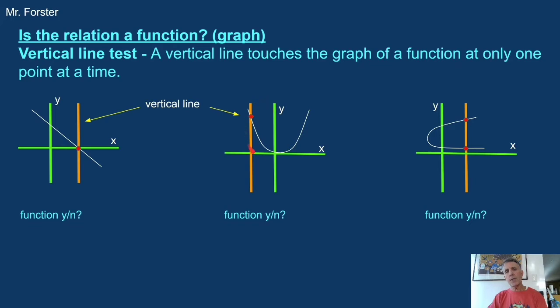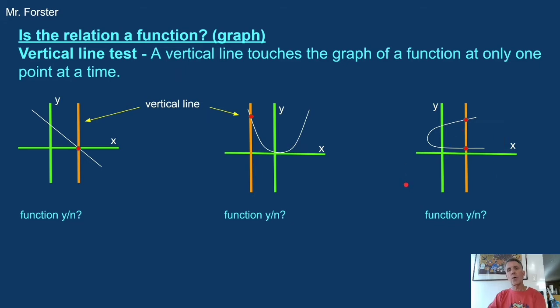And here, this vertical line on this parabola, although it touches it at kind of an angle, it only touches at one point at a time. So these are both yes, functions. Here is where we have a problem. We have a sideways parabola where a vertical line touches the graph at 2 places, and so it's not a function. This is not a function because a vertical line can only touch at one point at a time.